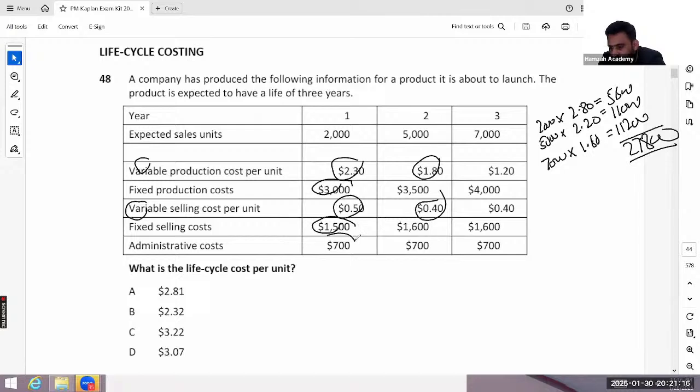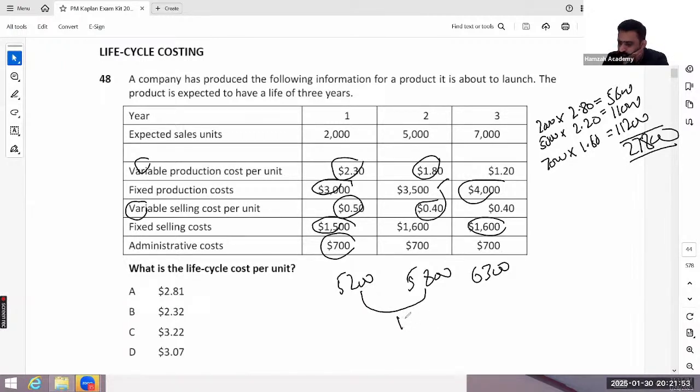Now the total fixed cost in the first year will be 3,000 plus 1,500 plus 700. That would be 5,200 in the first year, 5,800 in the second year, 4,000 plus 1,600 plus 700, it will be 6,300. This will be the total fixed cost, and if you total it, 5,200 plus 5,800 is 11,000, and 11,000 plus 6,300 will give you 17,300.